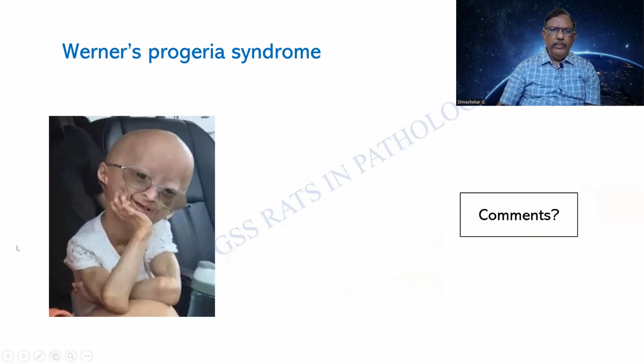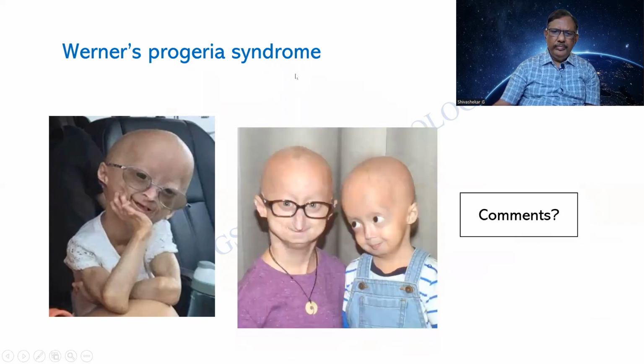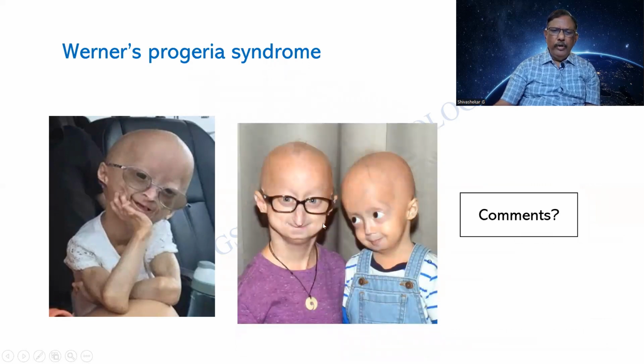What is your comment on this picture? Is the individual young or old? A rapid aging called Werner's progeria phenomenon or syndrome. If you are not convinced, look at it. The individual and the counterpart.